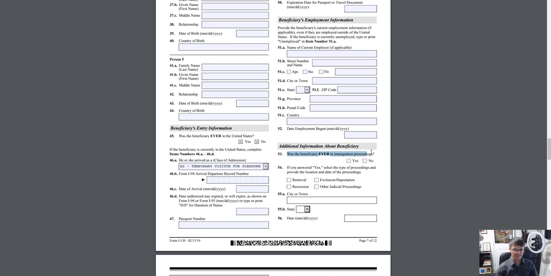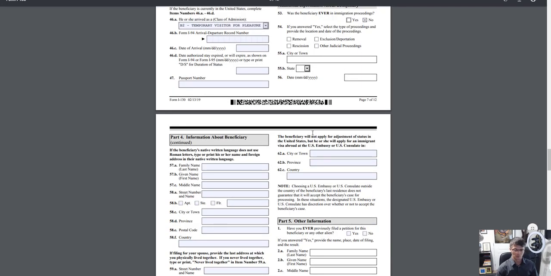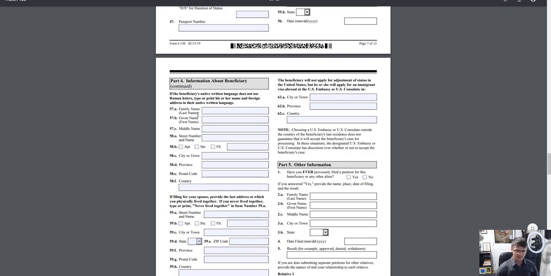If they were ever in immigration proceedings, so if they were ever part of an immigration case. If yes, then you have to say which one: removal, rescission, exclusion, deportation, stuff like that. So hopefully the answer is no for you, but if yes, then you do have to explain what happened. Then we go on to information about your beneficiary.